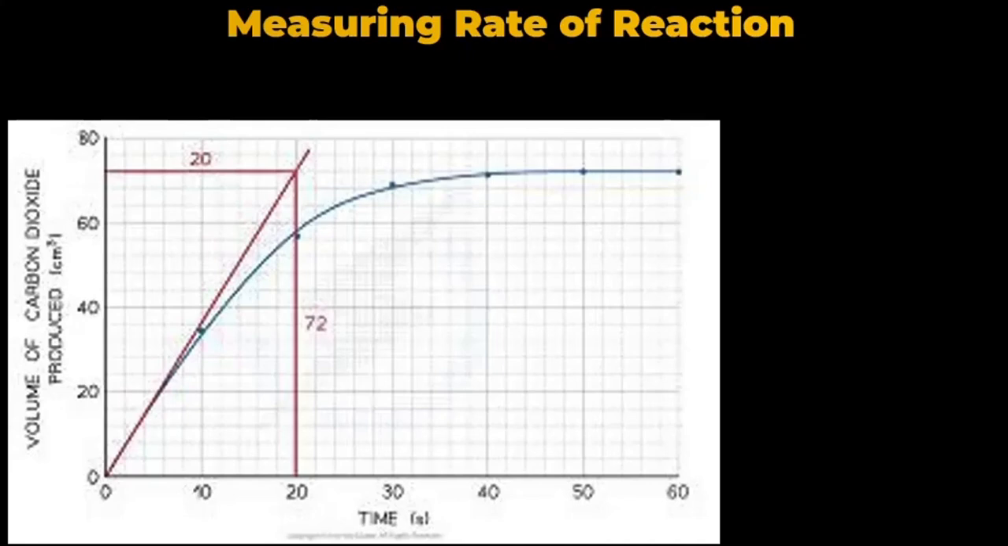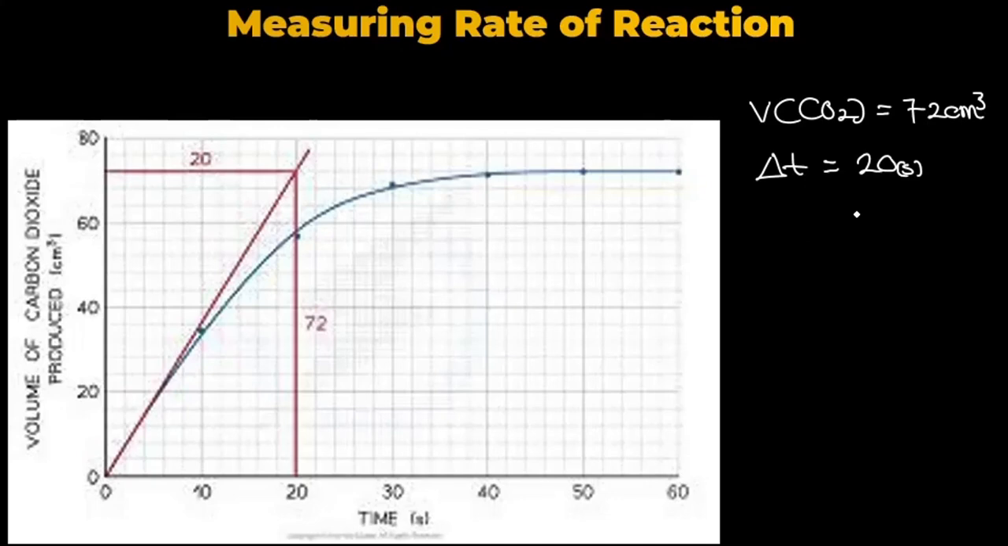And then as time progresses, after 20 seconds, you have what? You have 72 cm cubed of the carbon dioxide being produced. So volume of CO2 is 72 cm cubed. So that's the difference on the vertical axis, and then on the x-axis you have time. So delta t is going to be 20 seconds. Is that okay?